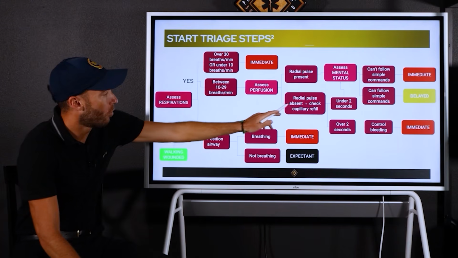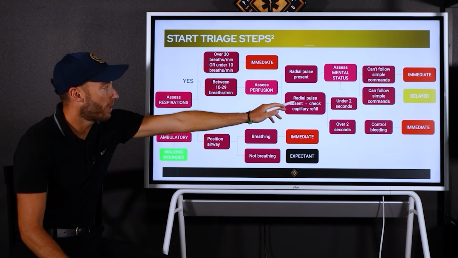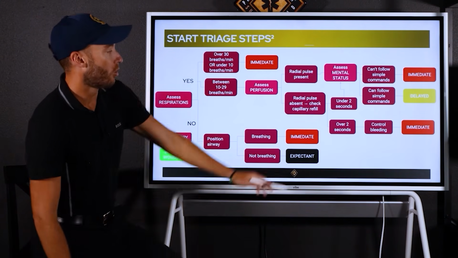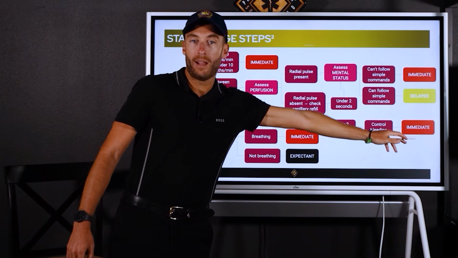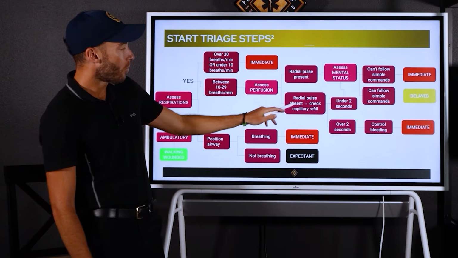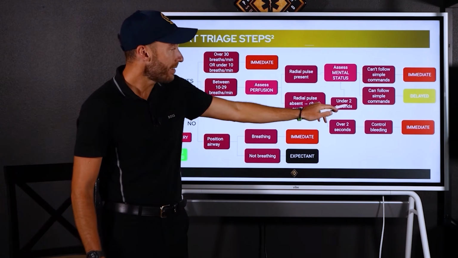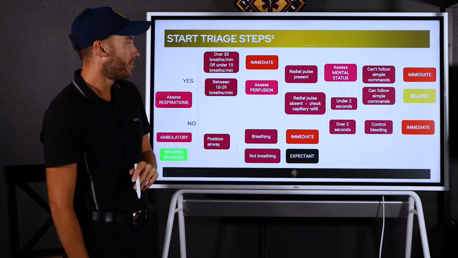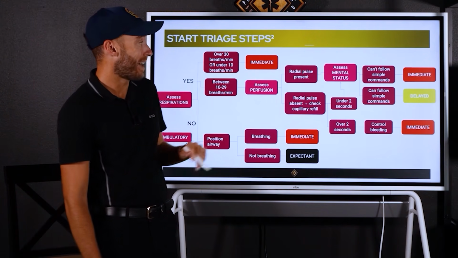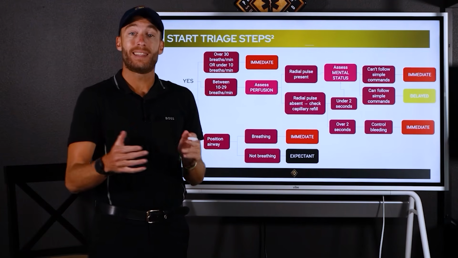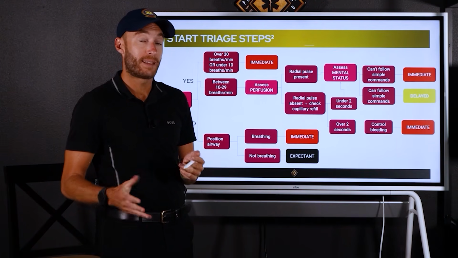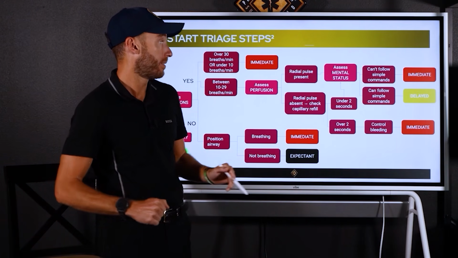Radial pulse present, or is the radial pulse absent? If the radial pulse is absent, we check under 2, over 2, over 2, control bleeding, and tag red. If we have the radial pulse present, check cap refill. Under 2 seconds, move on to mental status. If we got a radial pulse, assess mental status. Move on. Can they follow commands? Yellow. Can they follow commands? Can they not follow commands?